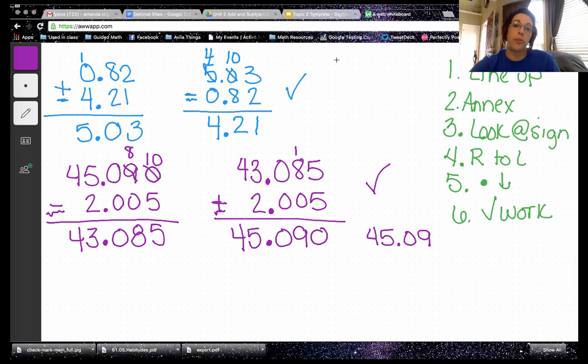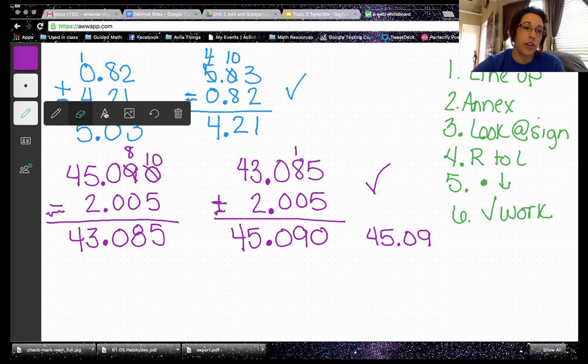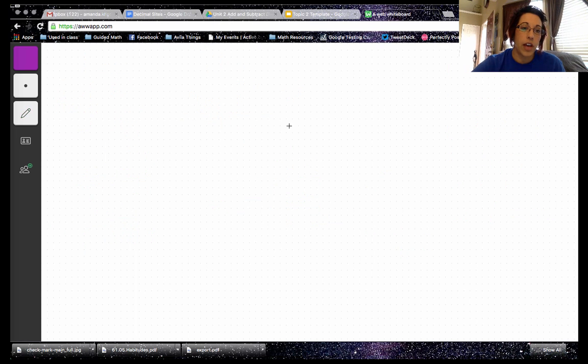Let's do a couple more practice problems together. I'm going to go ahead and clear off my board here. We are going to try 42 and 89/100, and we want to add to that 8 and 2 tenths.